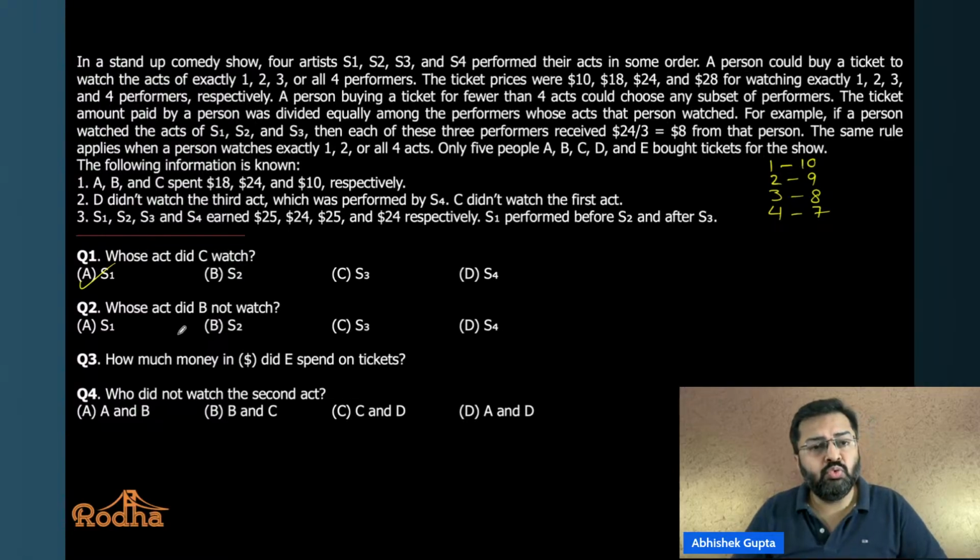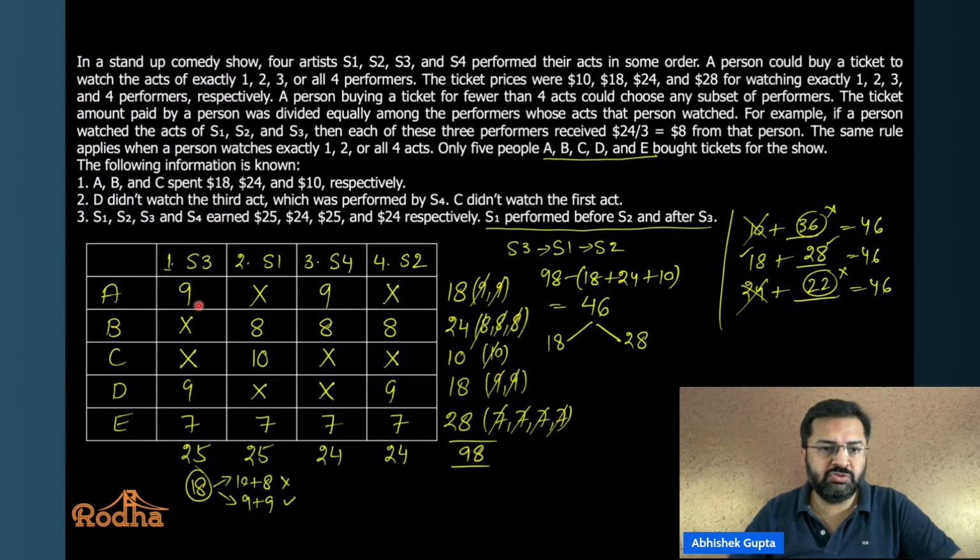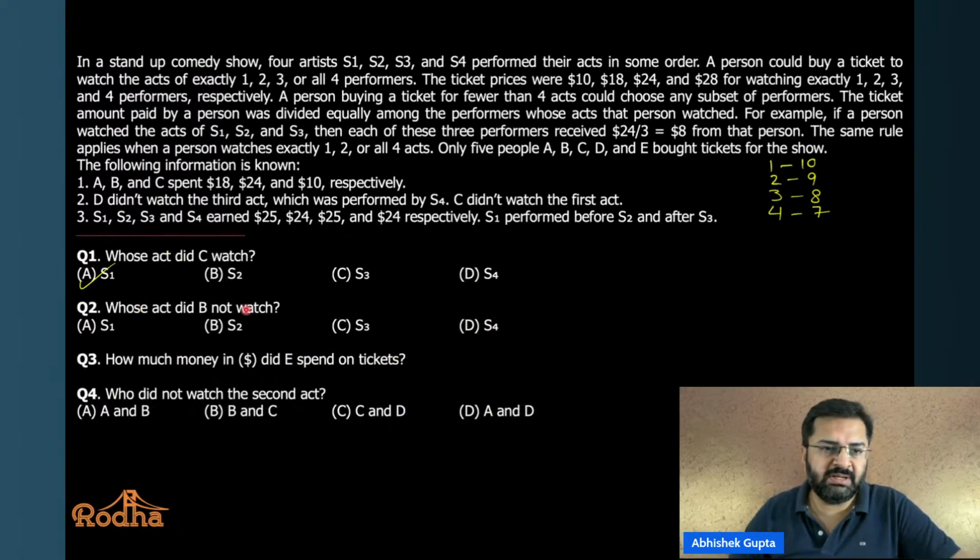Okay. Whose act did B not watch? B did not watch... so this is B. B watched everything. This one. Which act did B not watch? The first act, the act of S3. So this is S3, C.